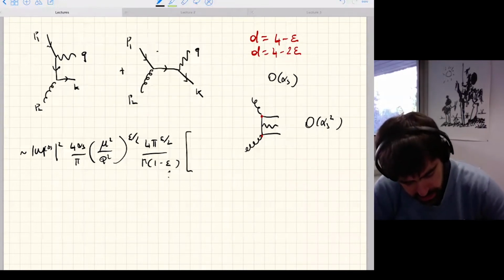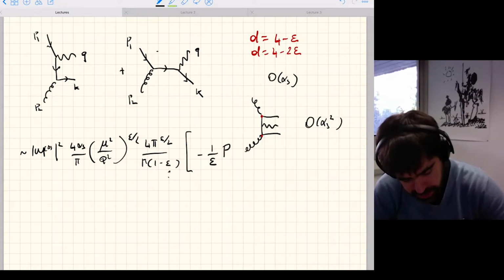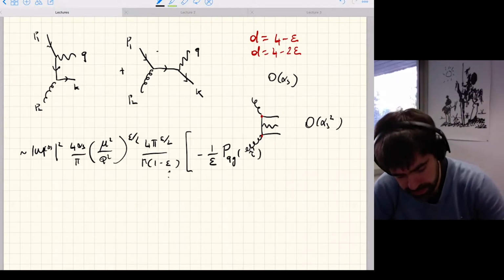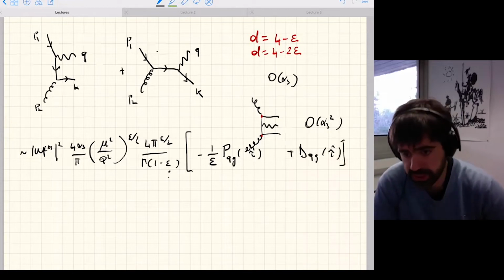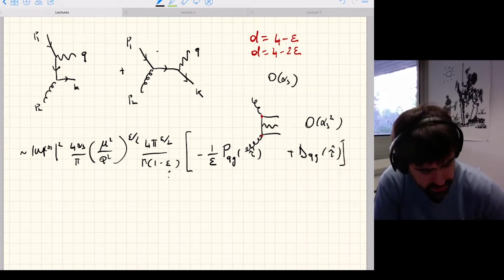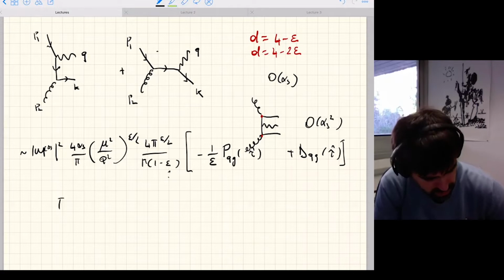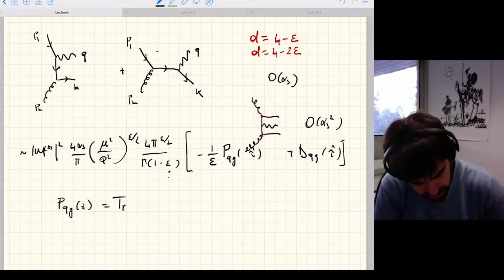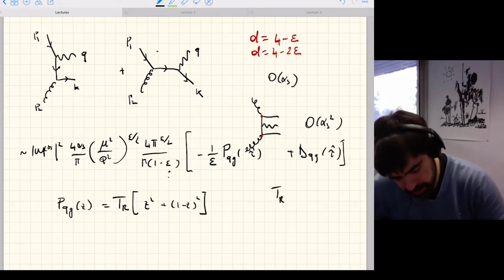And here, indeed, you don't have any delta function contribution, but you do have an epsilon pole multiplied by a different splitting function, what is called the QG splitting function. And then you have the final part. Again, this splitting function is a universal function, namely it depends only on the fact that we are considering the splitting of a gluon into a quark and an anti-quark at leading order. That's a fairly simple expression. So it is TR times z squared plus 1 minus z squared. TR is the normalization of the Gell-Mann matrices.